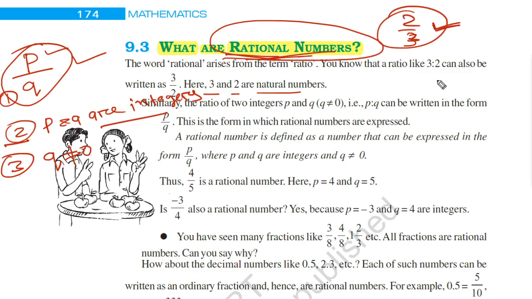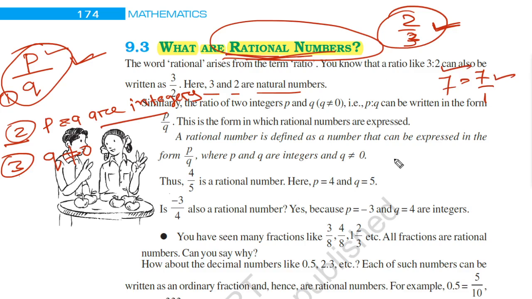Now suppose 7. Can 7 be written in the form of p by q? Yes, we know that 7 equals 7 by 1. We have written 7 in p by q form. p and q are integers, so 7 and 1 both are integers. Yes. q is not equal to 0, that means 1 is not equal to 0. So yes, 7 by 1, or 7, is also a rational number.